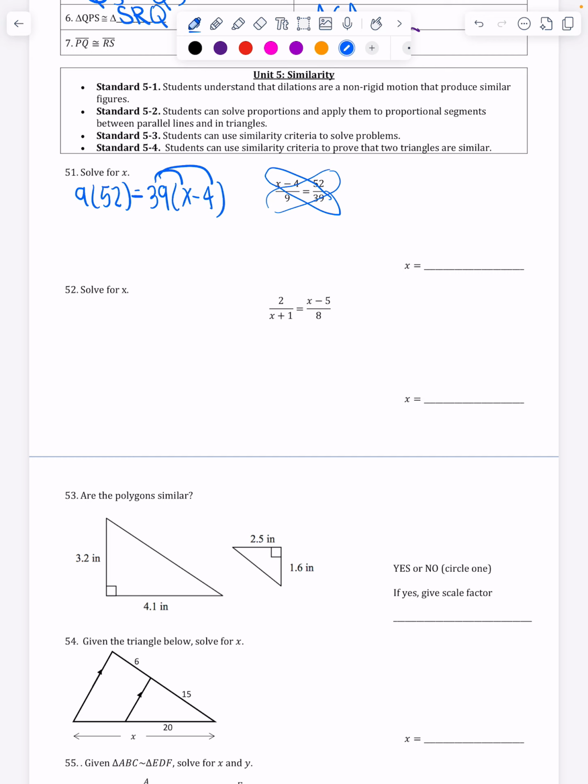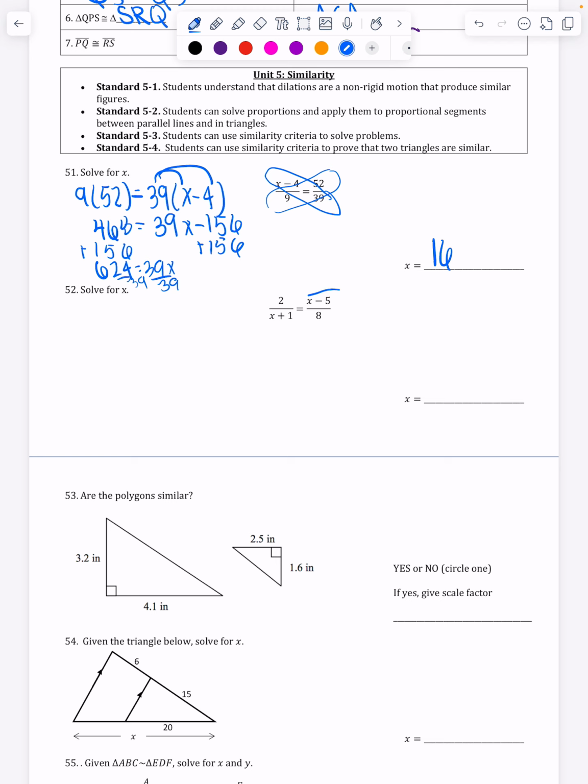All right, so 9 times 52, and you could probably reduce 52 and 39. I think they're both divisible by 13. But moving on, this would be 468 equals 39x minus 156. All right, so we're going to add 156 to both sides. Get 624 equals 39x. Divide by 39, divide by 39, and we will get x equals 16.